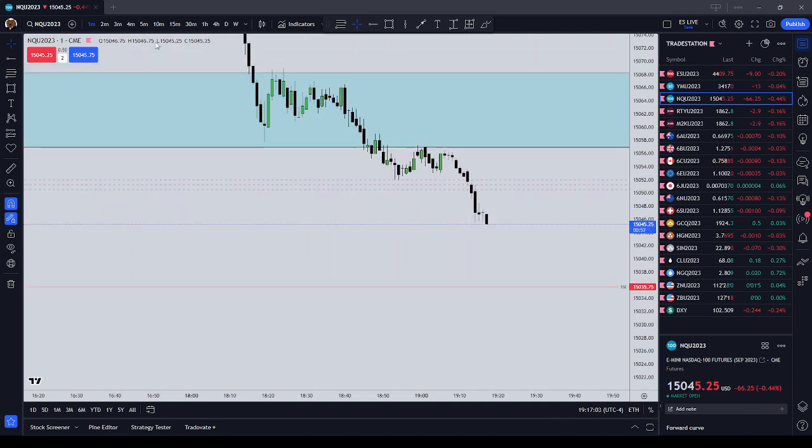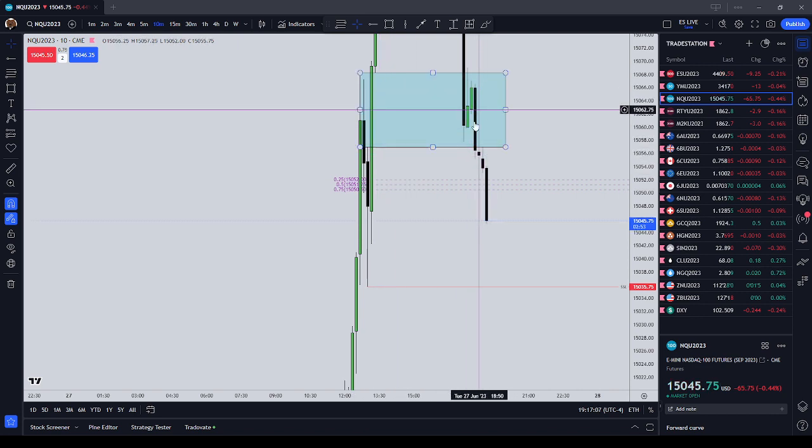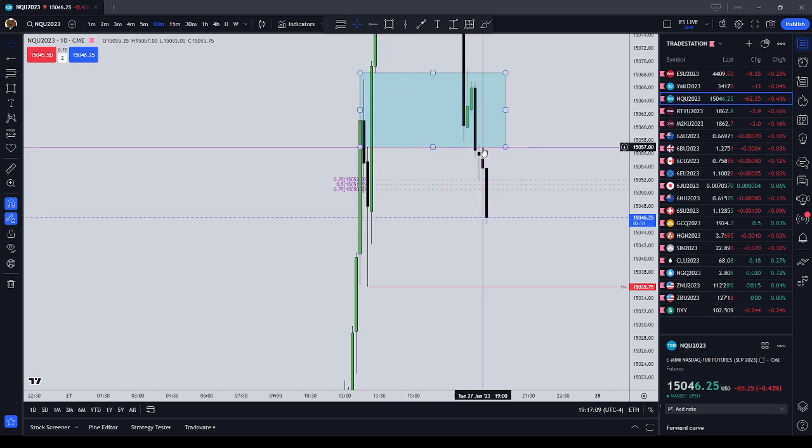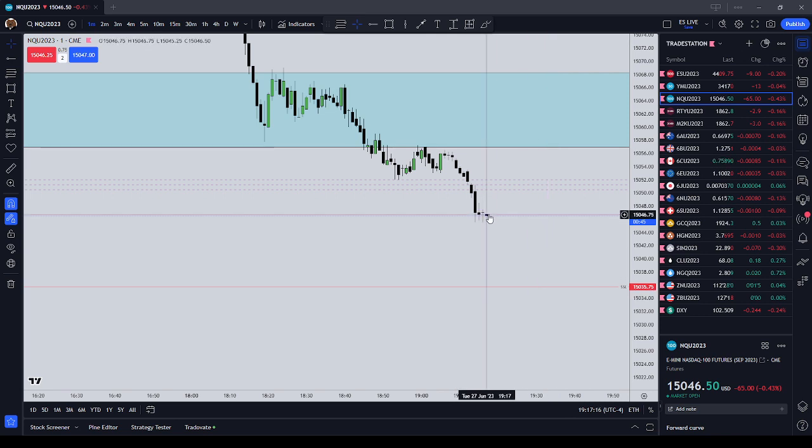That fair value gap inverted. So you can see in the 10-minute, this busy price traded, tried to find support, traded through it, inverted, started to shoot lower. So now, waiting to see here on 1-minute chart how far it would want to retrace.